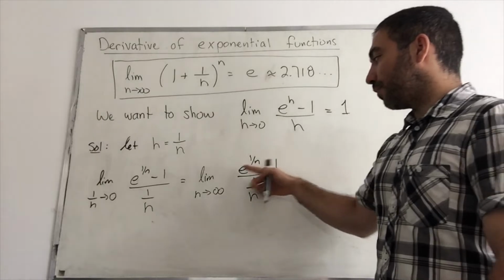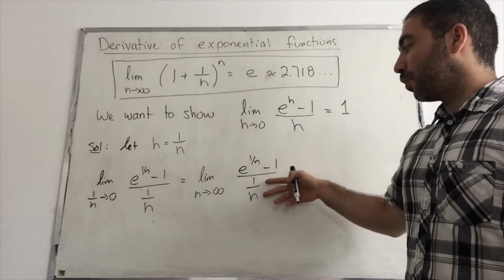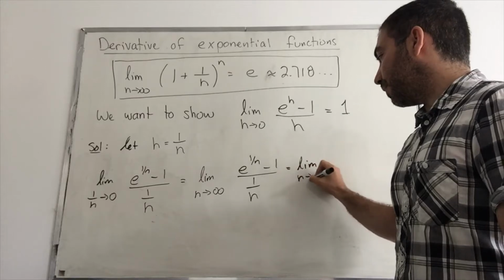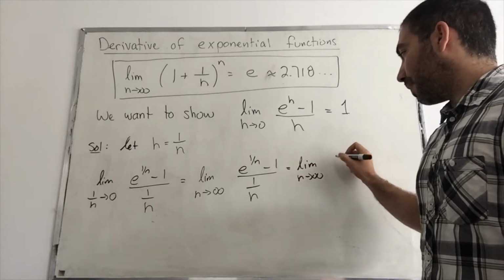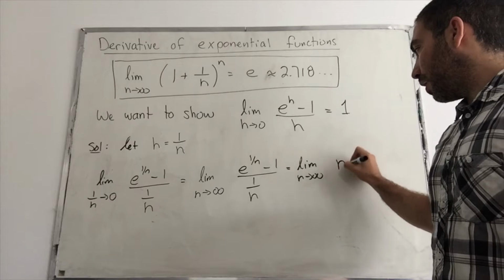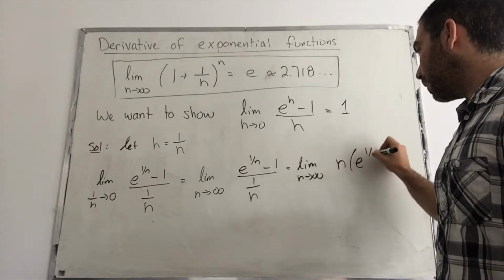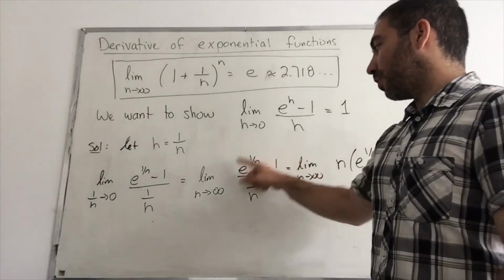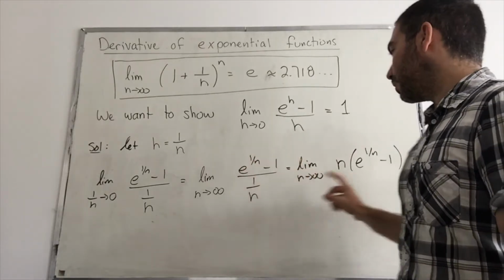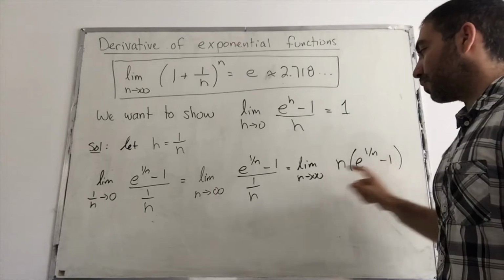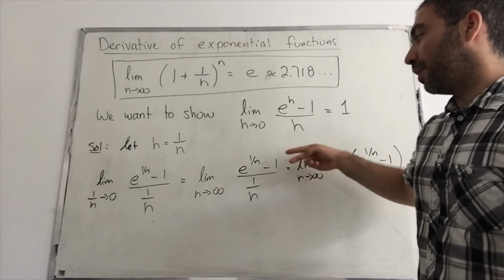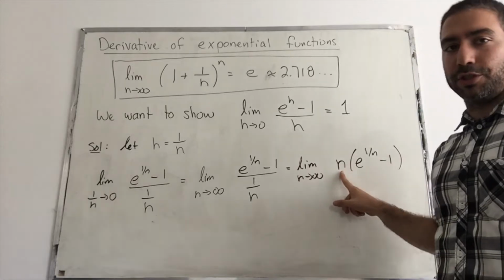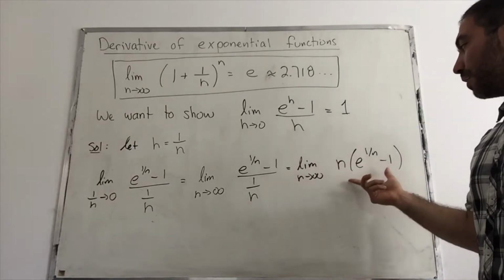Next, we have a fraction divided by a fraction, so we can multiply by the reciprocal, giving us the limit as n tends to infinity of n times e to the 1 over n minus 1. If we flip the fraction, the term on top we leave as is, e to the 1 over n minus 1, and the fraction 1 over n becomes n over 1. You're multiplying by n over 1, which is essentially just multiplying by n. So that's how we get this term here.